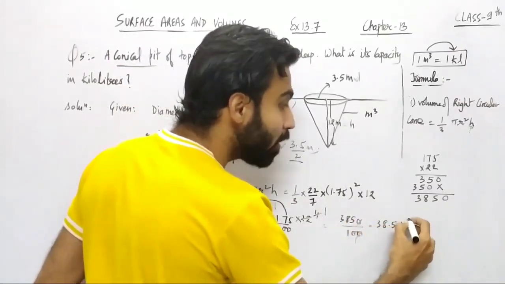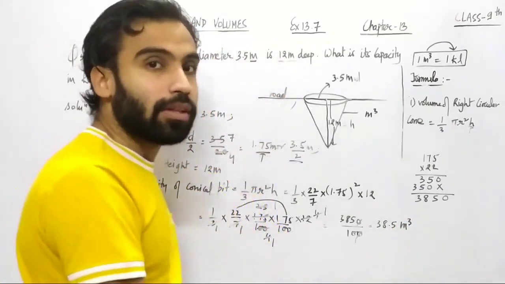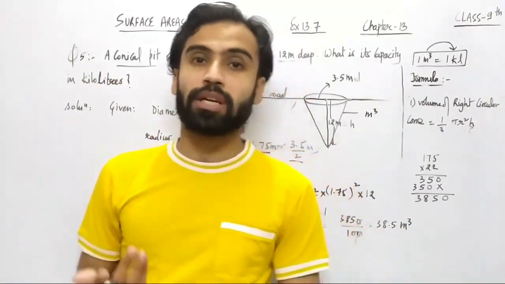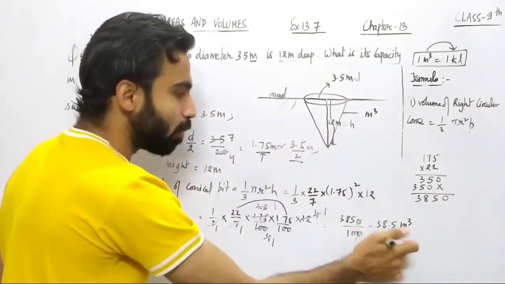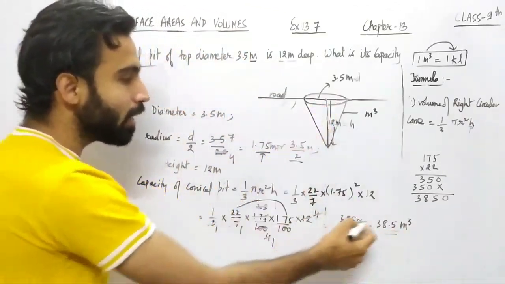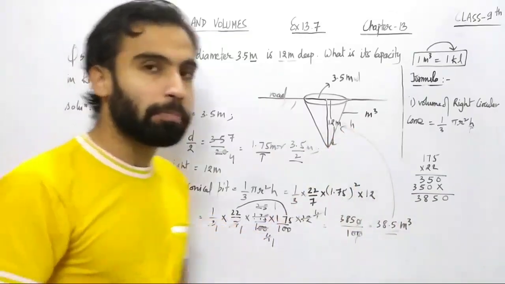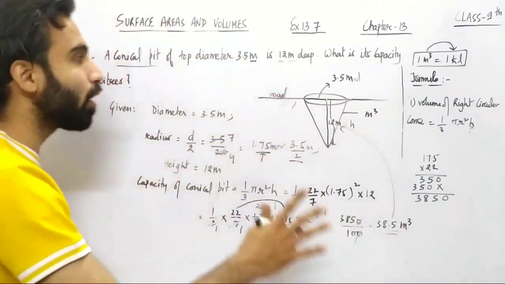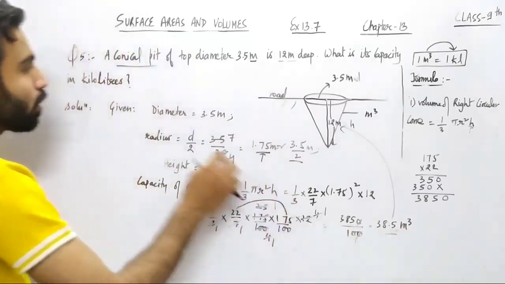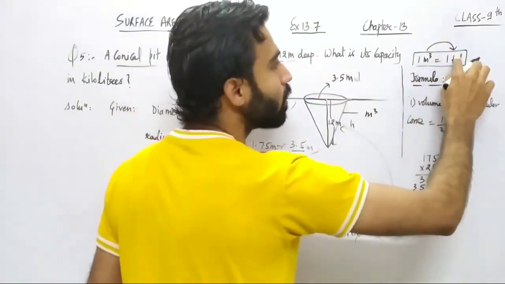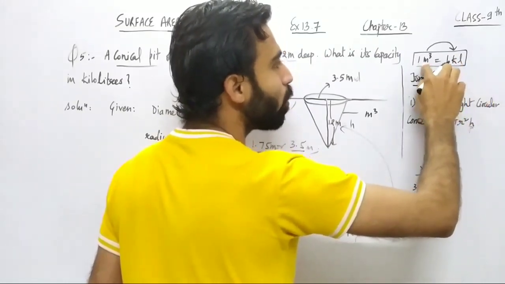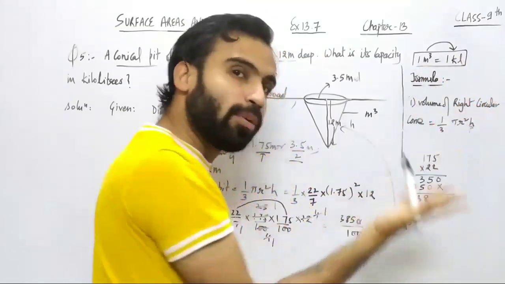38.5 meter cube because we know that the volume or capacity is measured in cubic unit. So what was the unit you had? Meter, so that will be meter cube. So this is, you can see, the capacity of this conical pit, right? Now we have to convert this into kiloliters, right? So I have told you the relation that 1 meter cube is equal to 1 kiloliter.